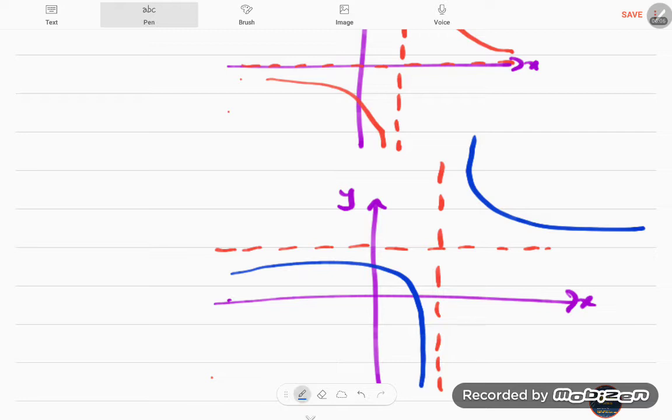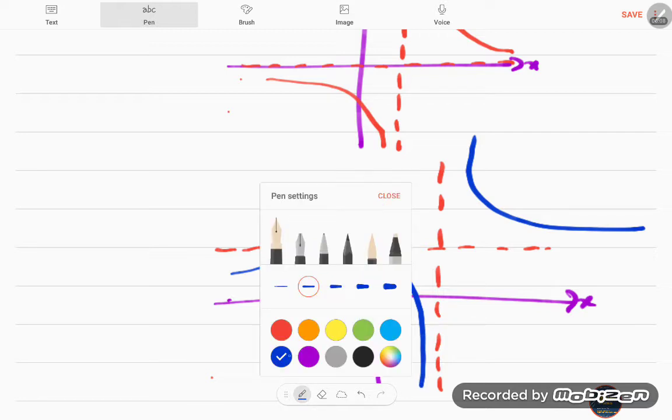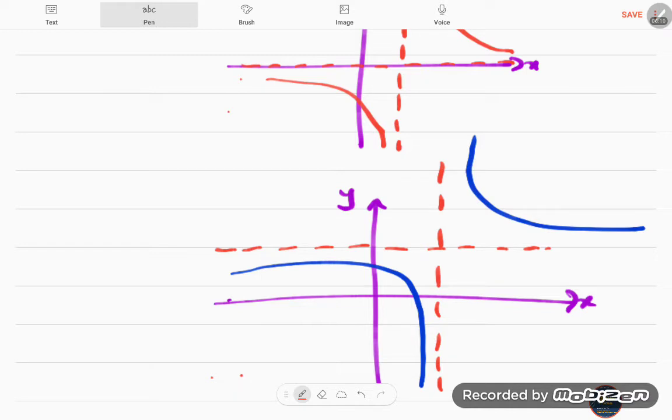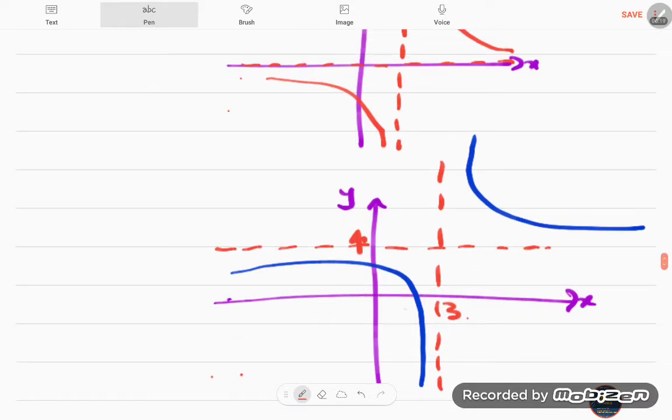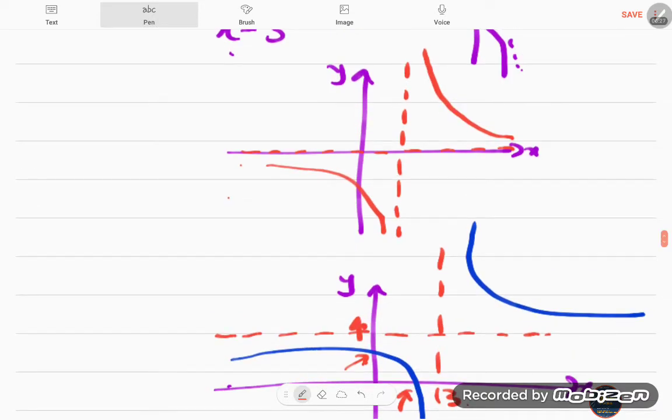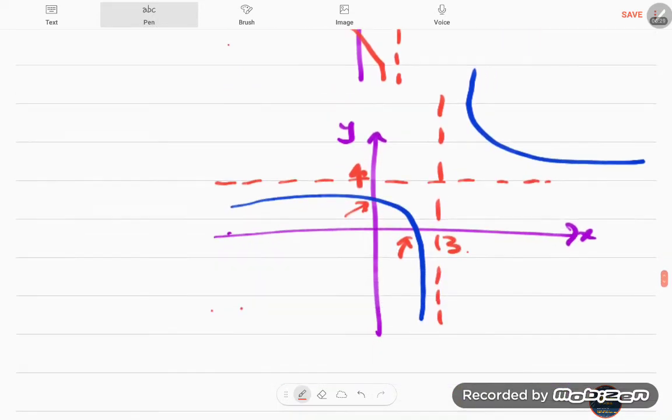Like that. So what they would like to see is the fact that this is going to be at 4, this is going to be at the usual 3, and that's it for our curve sketching. Of course, you may indicate these points. You can find those by making x 0 and making y 0 as well. There's no problem there.